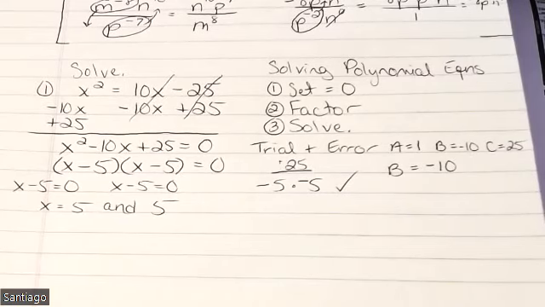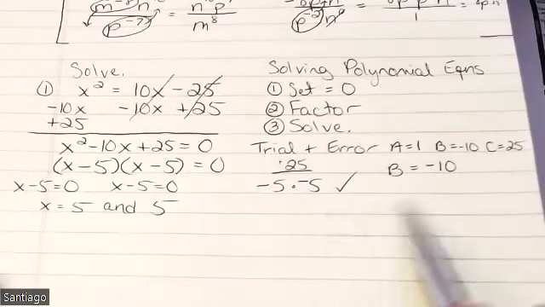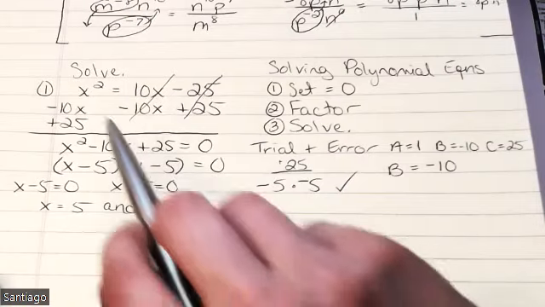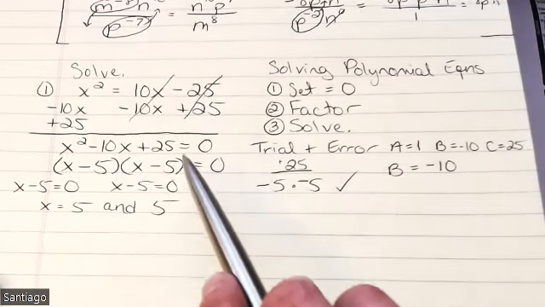What questions do you have for me on problem number 1? It's a little bit confusing. Which part? Like the trial and error, the first part, like how you actually set it up. Like in this part? Nope, it's where you see the x squared equals 10x minus 25. Yeah, it's a little bit confusing.